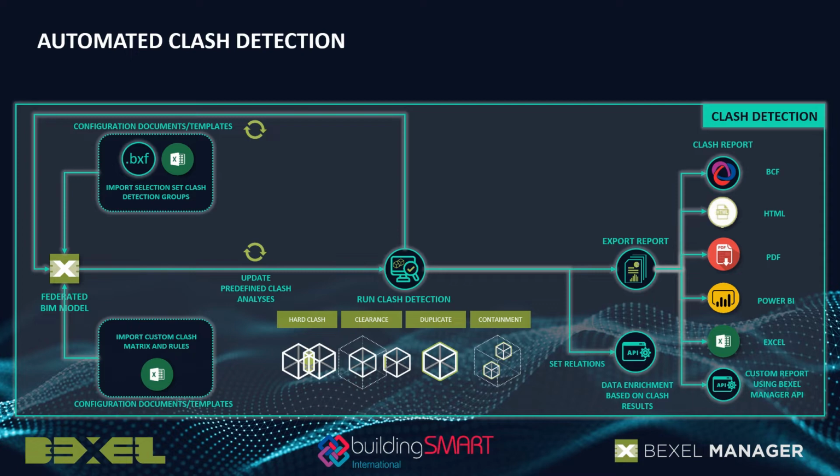So in Bexel Manager we allowed the user to predefine selection sets that will organize model elements in groups to be ready for clash job definition, as well as definition of the clash matrix. And today we're gonna demonstrate how this process works, how the user is able to import predefined smart selection sets that will organize the model in the groups that will be confronted in clash detection analysis, and import a clash matrix which will define the list of the clash jobs to be executed on the model. The user basically only has to update the predefined clash analysis and get immediate results for the complete project for all clash jobs that are defined in the configuration file.